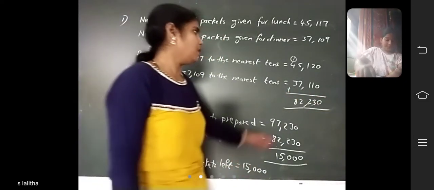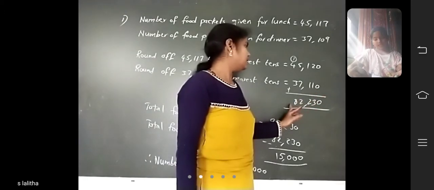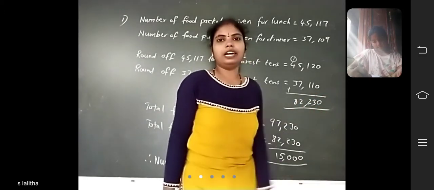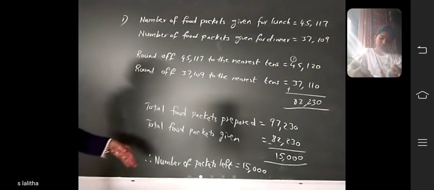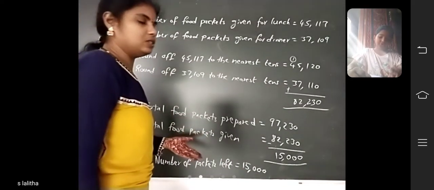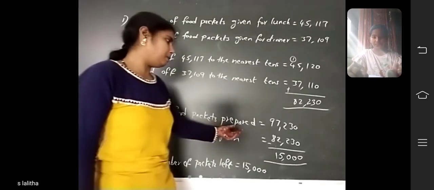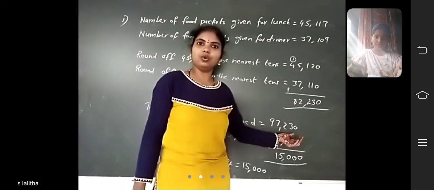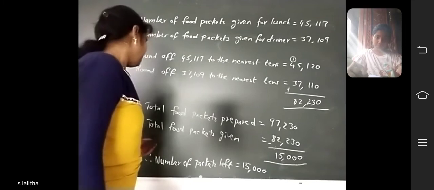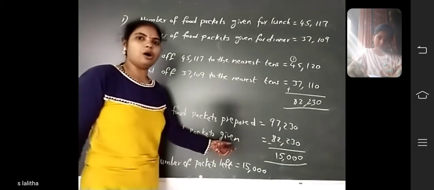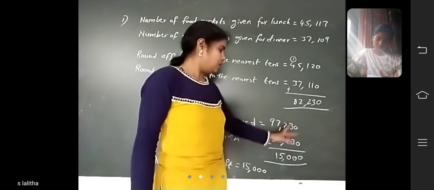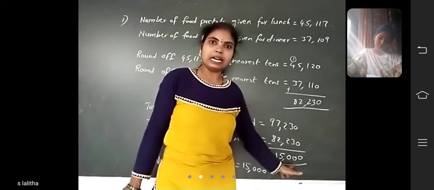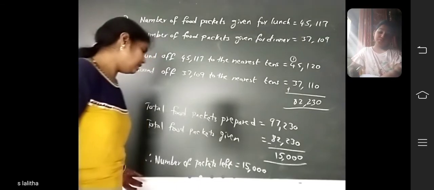37,110. Now add. Total packets how many? 82,230 packets they are given. Now what they ask, how many packets are left? So total food packets prepared how many? 97,230. And total food packets given, how many? 82,230 given. Now subtract. How many packets left? 15,000 packets are left.